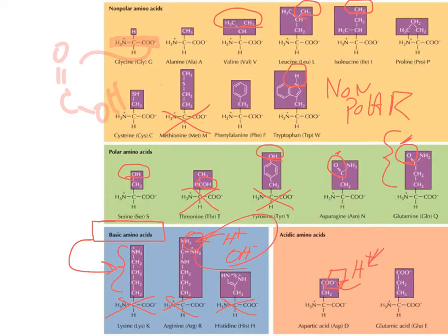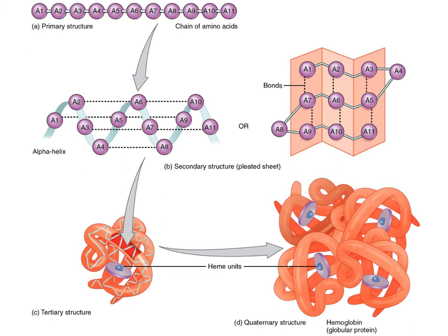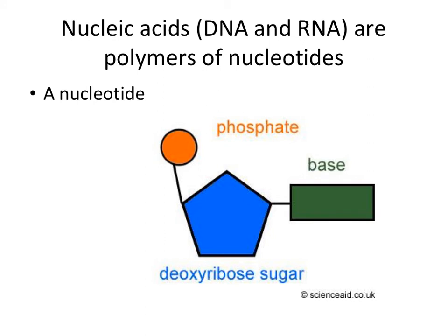You will not have to memorize any of these amino acids. The only thing I want you to know is that this is the backbone, this is the R group, that's true for all of them, and that some of them are basic, some of them are acidic, some of them are polar, and some of them are nonpolar. All right. They can go together in 4 levels of folding, and this year you don't have to know anything about folding, so we're going to skip that. Okay, and then we're going to go on to nucleic acids.